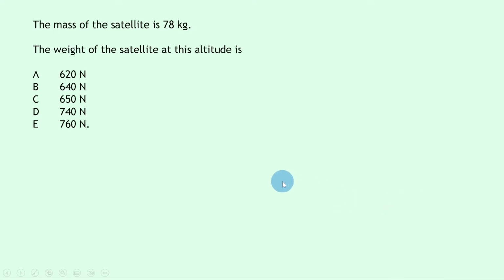And then we can go on and calculate our weight. So we have the equation W equals mg. We can then plug in our numbers, 78 times 8.3. And if you put that into your calculator, you should get an answer of 650 newtons to 2 significant figures. So that means our answer is C.